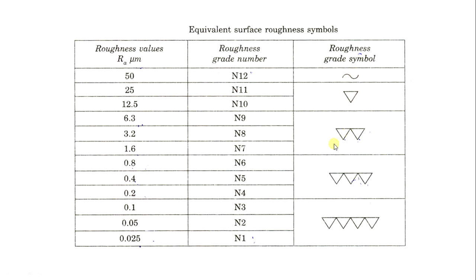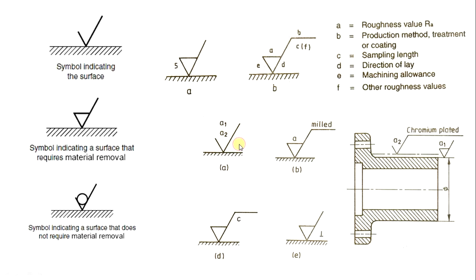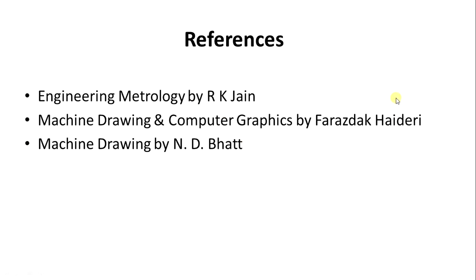Now again, based on the machining method, we have sand casting, then super finishing, and likewise it will vary. Then we have milling and the roughness symbol with A, B, C, D, E, where A represents the roughness value and B the production method, likewise sampling length, direction of lay, and machining symbols. These symbols indicate whether the material is to be removed or not to be removed. C in bracket F or B will represent the production method, whether it is a cast component, a finished component, or if some heat treatment processes are applied on it. The following are the references from which the course has been taken.